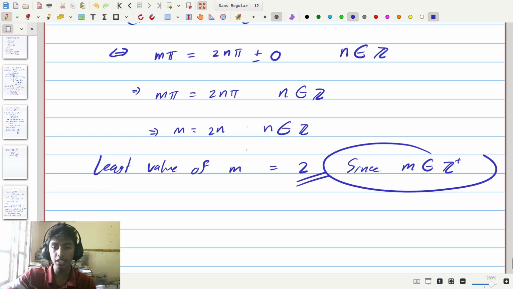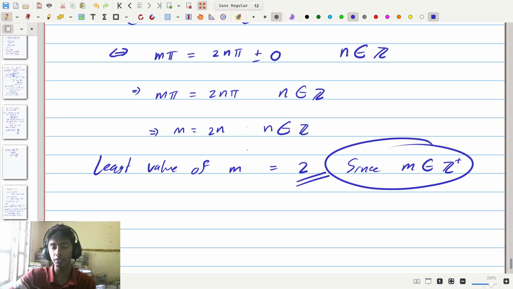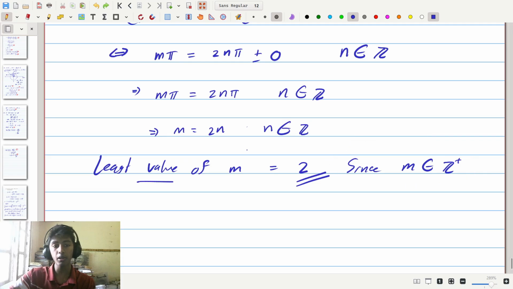Now this identification here is very important, because without this the least value of m could go all the way to negative infinity, because if this was just the condition, then n could be any integer, which means that n could be negative integers, which means the minimum value, the lowest value of m would be negative infinity.